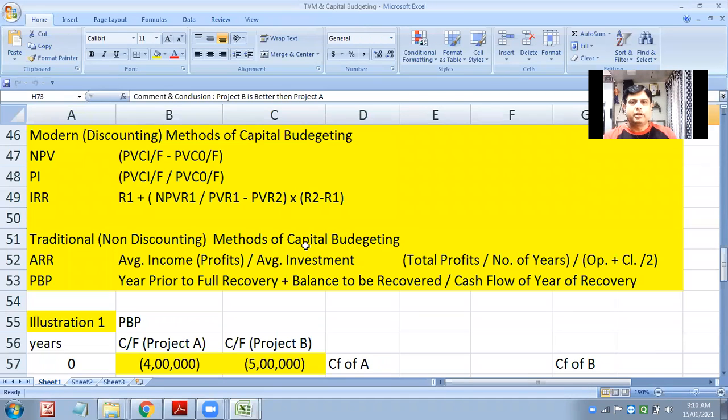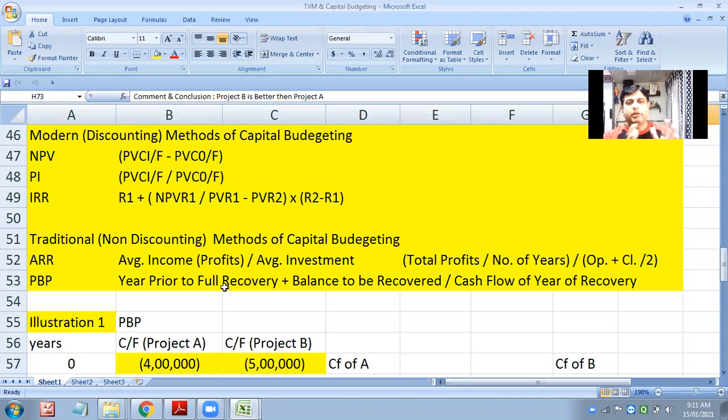Non-discounting methods of evaluating or applying capital budgeting techniques. In these two, the first one is ARR, also known as accounting rate of return or average rate of return. The formula is very simple: average income, total of the income, divided by average investment, opening plus closing divided by 2. And PBP, the year where we get the recovery of the entire investment we made for any kind of project or investment.